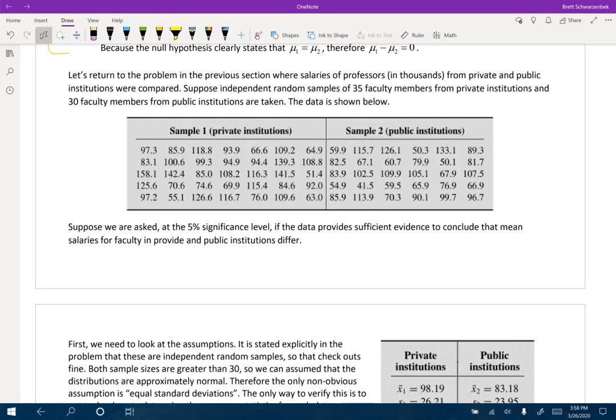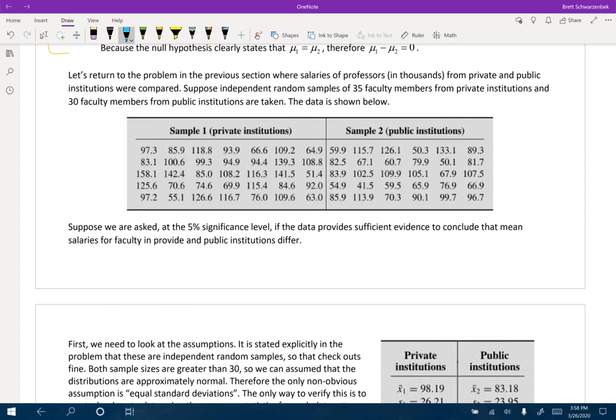Okay, let's do our first example here. I'm just going to read what it says. Let's return to the problem in the previous section where salaries of professors in thousands from private and public institutions were compared. Suppose independent random samples of 35 faculty members from private institutions and 30 faculty from public are taken. The data is shown below.